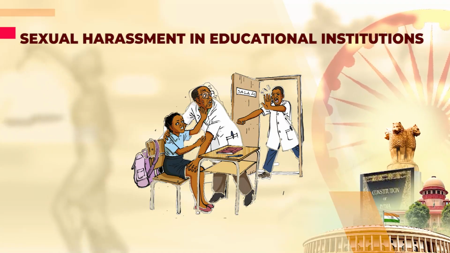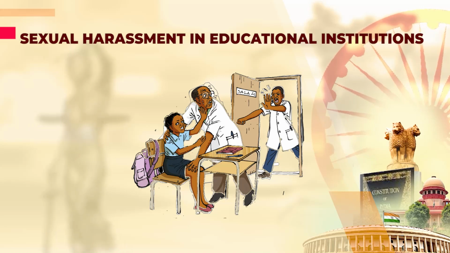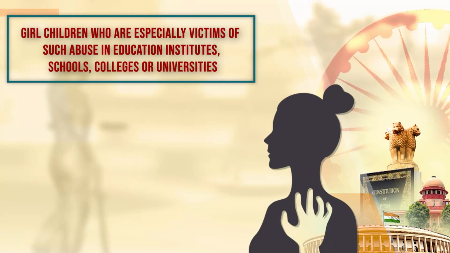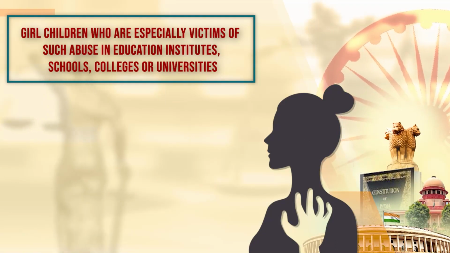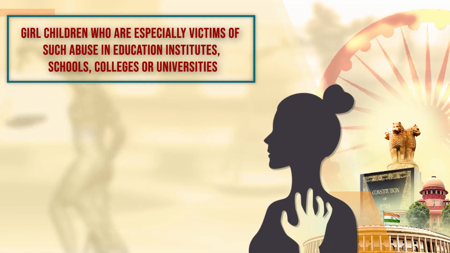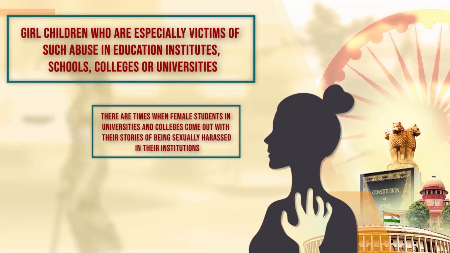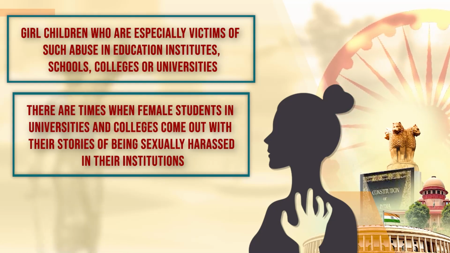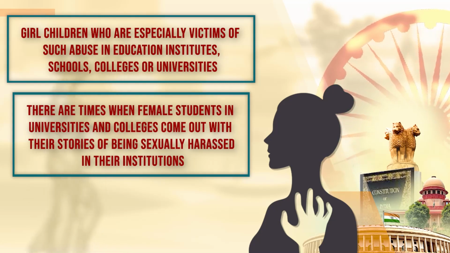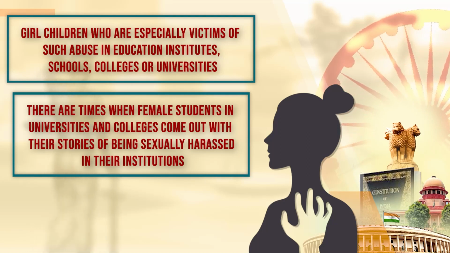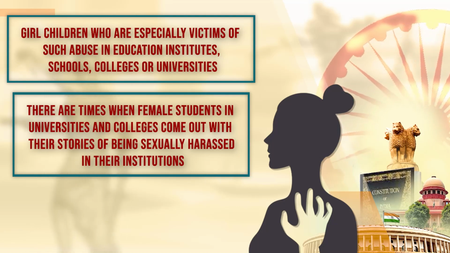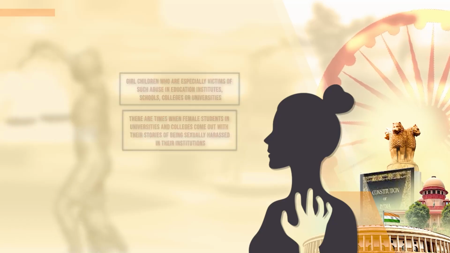Sexual harassment in educational institutions is a problem which affects girl children in particular. Of course, this is something which can affect children of all genders. However, we find that it is girl children who are especially victims of such kinds of abuse in educational institutions, be it in school or colleges or universities. There are times when female students of universities and colleges even come out with their stories of having been sexually harassed in the institutions, which often becomes a reason for them to even drop out of their institutions.